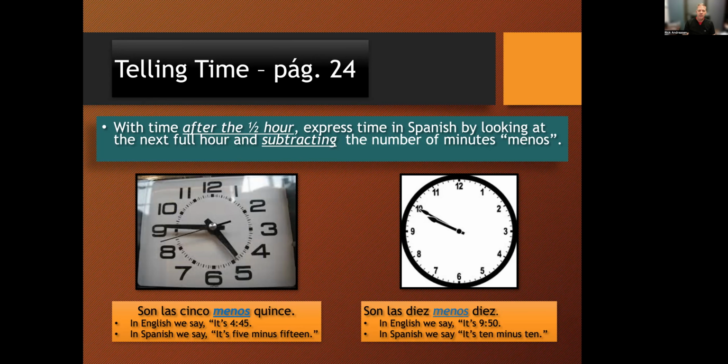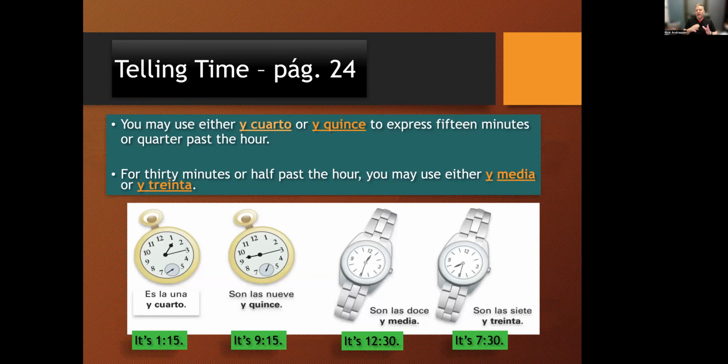So y and menos. All right, now there are some abbreviations. Just like in English, you can say it's 5 1/4, or it's 5 1/2. You can do the same thing in Spanish. Cuarto is the Spanish word for a fourth, and quince means 15. So you could use either one. On the half hour, you can use media, which means half, or you can use 30. So it's the same thing. So let's look at our examples.